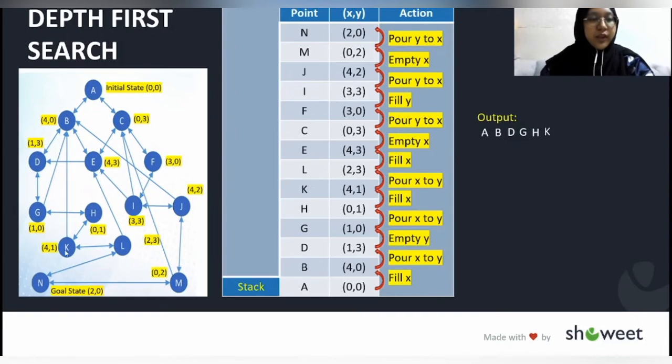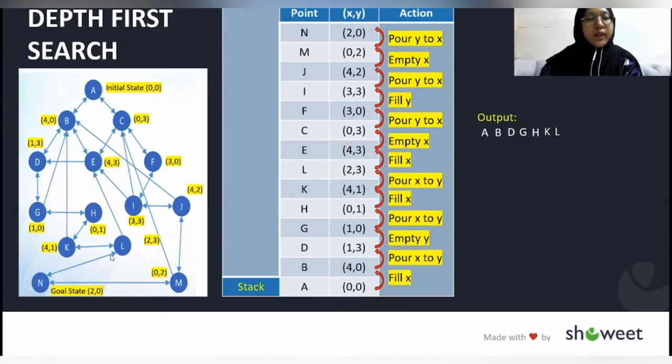Next, from K we can go to B, H or L. B already used, H already used, so we only go to L. Put the output and put in the stack here, and the action from K to L is pour 2 from X to Y. So we get 2 in X and 3 in Y.